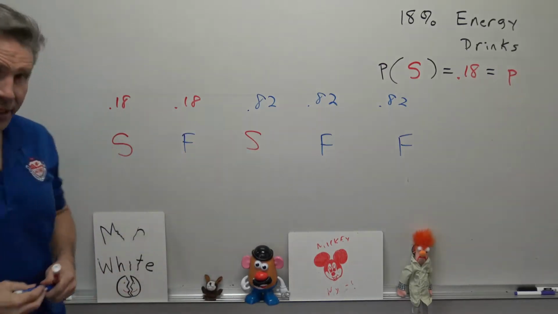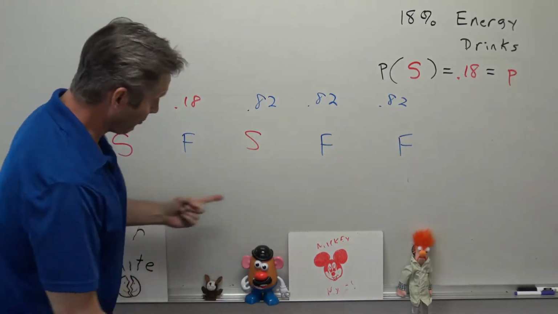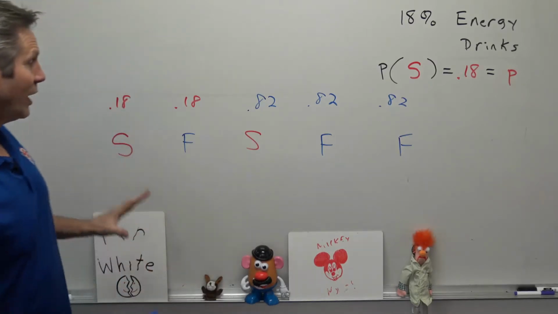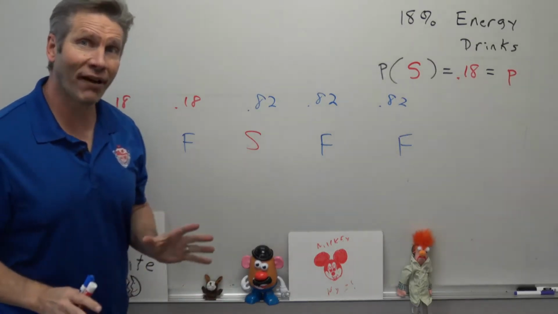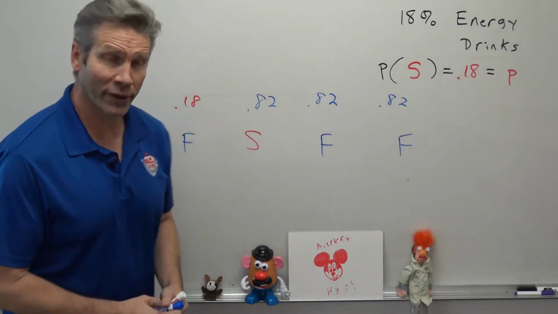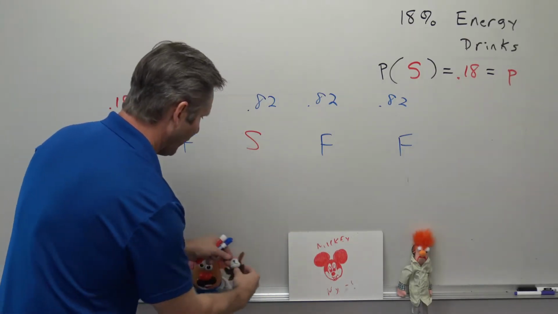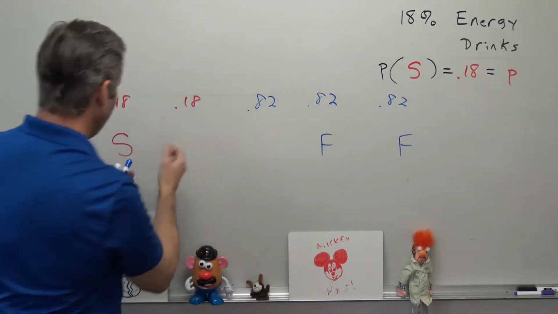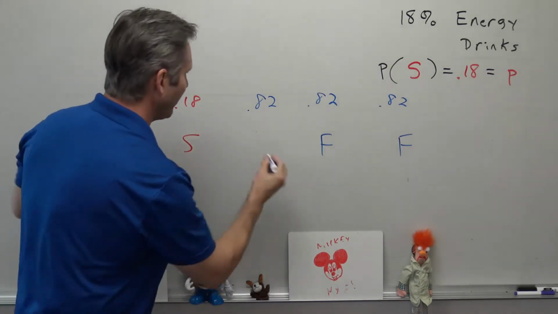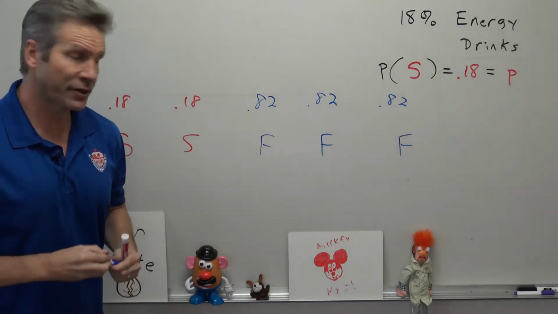Now, it might seem like that's a different situation, but it's not. All we did was move Potato Head this way, and I don't know what this is, to the left. So it is still the same 2 people out of 5 that are the energy drinkers, and that's why order's not important. The order we put them in is not important at all.